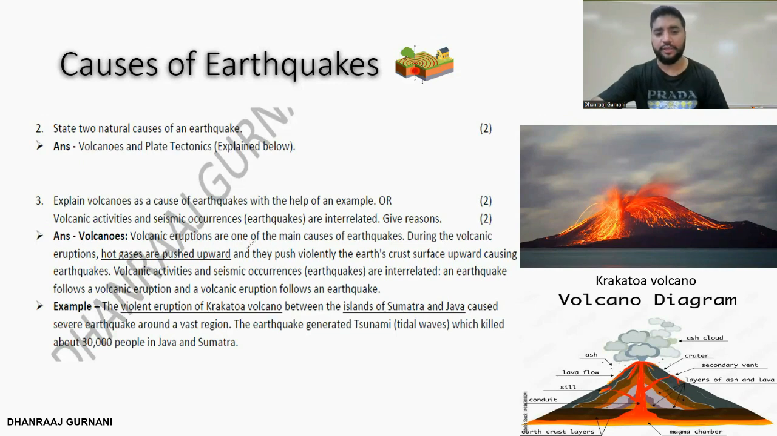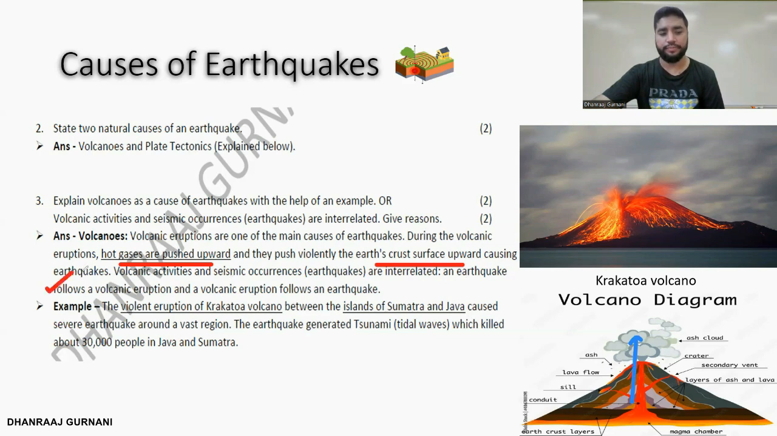Volcanic eruptions are the main causes of earthquakes. During volcanic eruptions, hot gases are released which go upwards. And these gases push violently the Earth's crust also upwards. As a result, they are pushing the Earth's crust upwards, causing earthquakes. An earthquake follows a volcanic eruption, or a volcanic eruption may follow an earthquake.